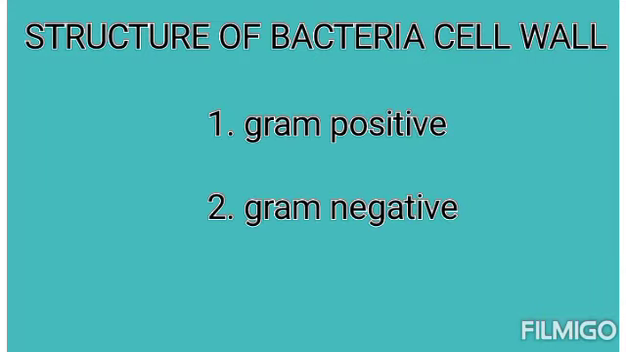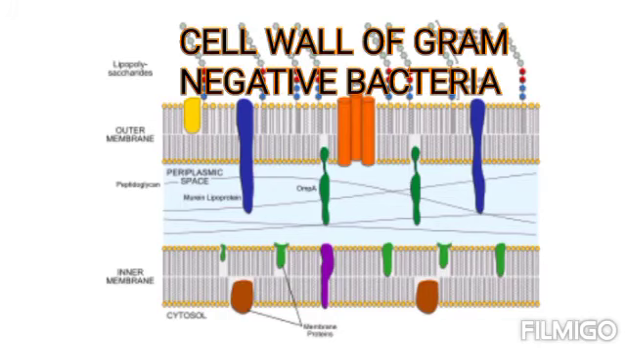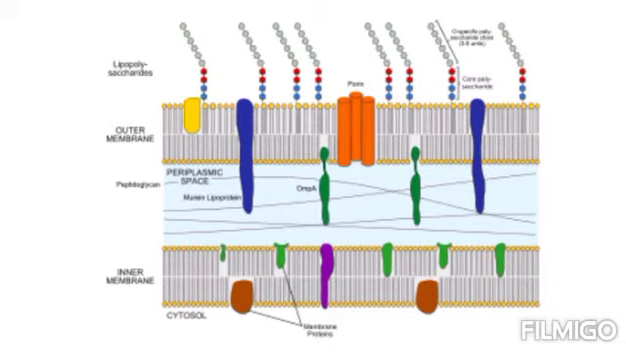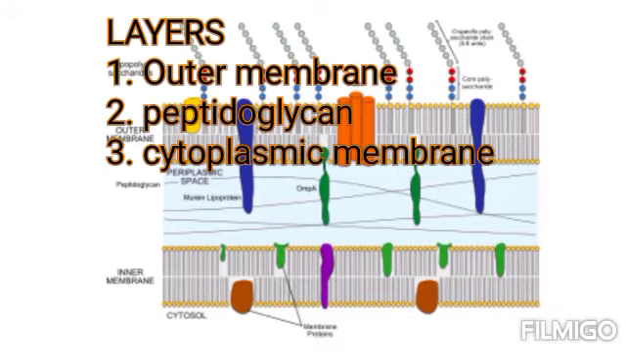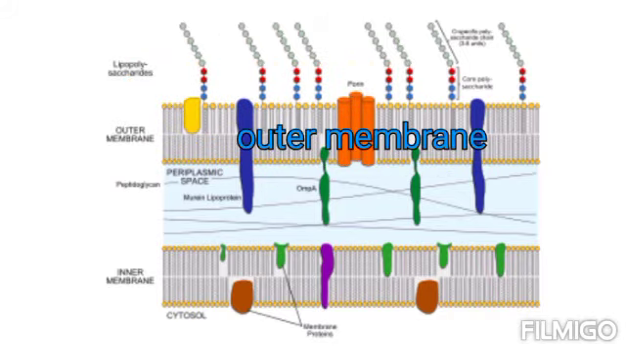So, based on gram staining, we have two types of bacteria: the gram positive and the gram negative. Today, we'll be looking at the cell wall of the gram positive and gram negative. But first, the gram negative bacteria. It has three layers. The first is the outer membrane, second peptidoglycan, and last the cytoplasmic membrane.